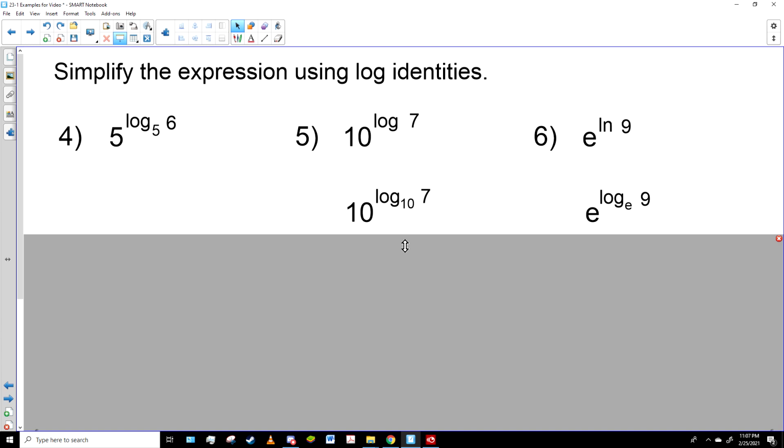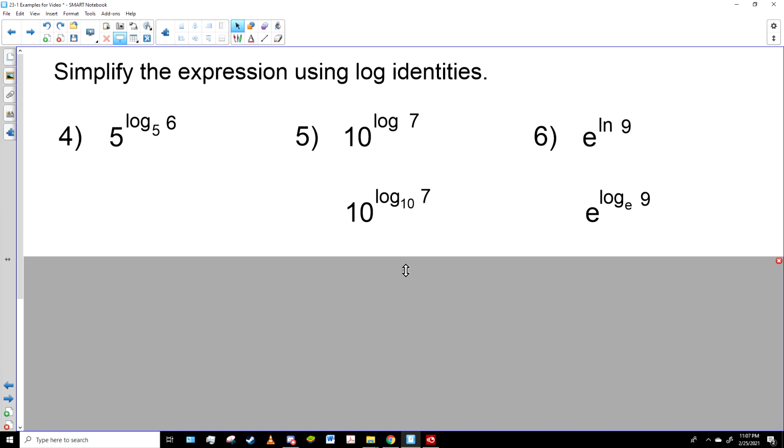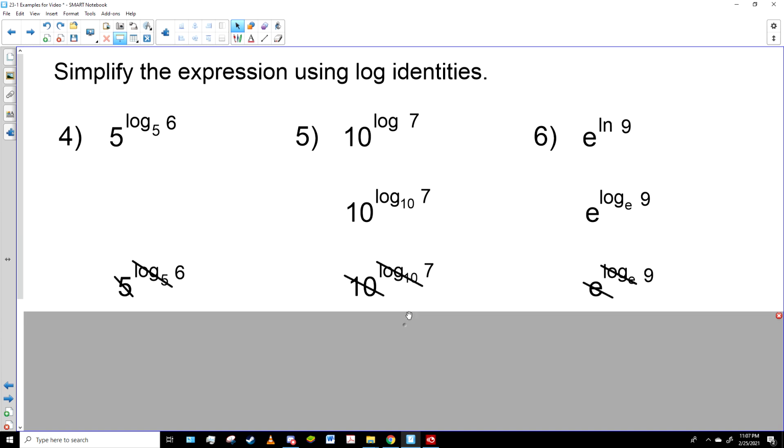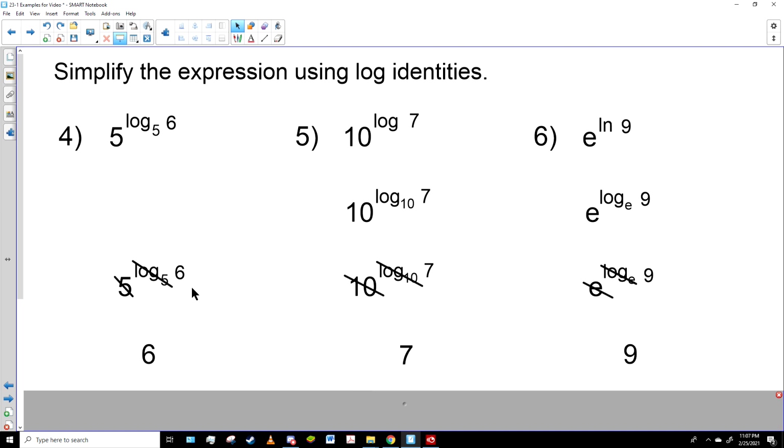And just like before, if you have the word log with the same base as the base of your exponential term, you can cross them off. So the base 5 and the log base 5 cancels out. The base 10 and the log base 10 cancels out. The e and the log base e cancels out, leaving me with the answers of 6, 7, and 9. And that is the log identities when you have the same base on the log as you have the base of the exponent.